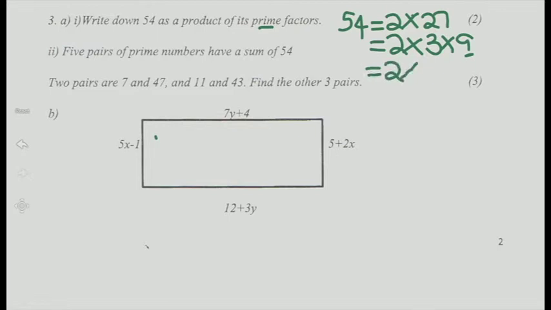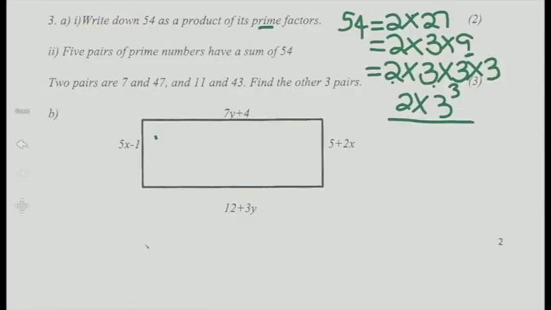We have 2 times 3. Now, the least prime factor of 9 is 3. So it's 3 times what to give us 9? It's 3 times 3. So 54 as a product of its prime factors is 2 times 3 times 3 times 3. It's 2 times 3 to the power 3.